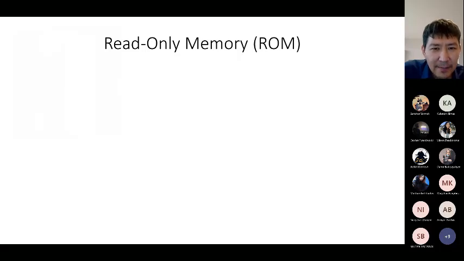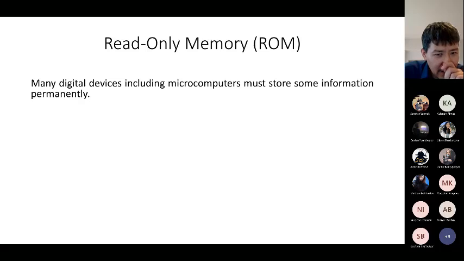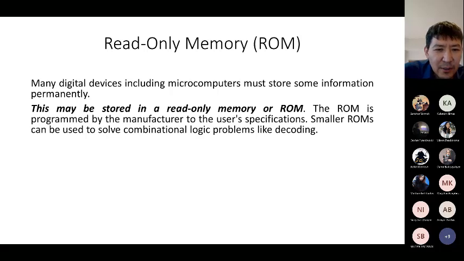Okay, so let's consider, guys, I'm just giving some basics, read-only memory. Many digital devices, including microcomputers, must store some information permanently. It's really different from the RAM, because in RAM we store information when we're doing something in real time. But of course, we need some other kind of memory that will store information permanently. For this, we need to use read-only memory or ROM. The ROM is programmed by the manufacturer to the user specification.